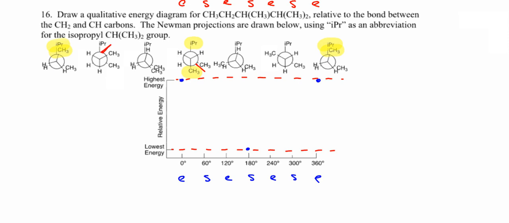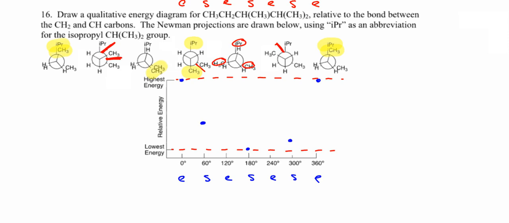Here, I have a gauche and another gauche. There's two gauches there. And then my other staggered, I have a gauche. I only have one gauche. So the 300 should be lower than the 60. Right? One gauche is less strain than two gauches. Finally, let's take a look at this. I have an eclipse with methyls, and here I have my methyls in front of H's, and nothing's in front of the IPR.